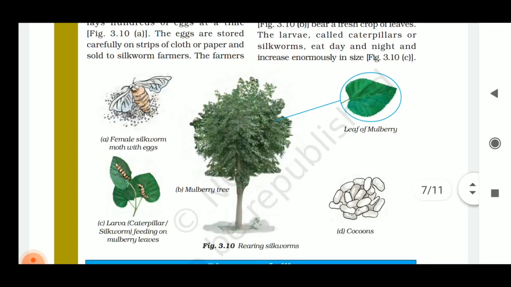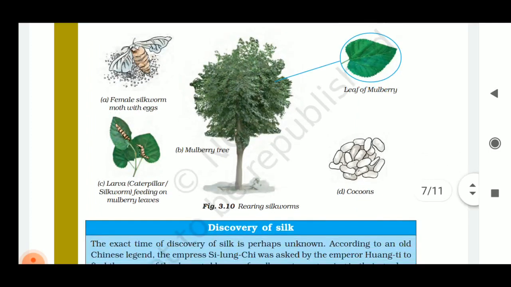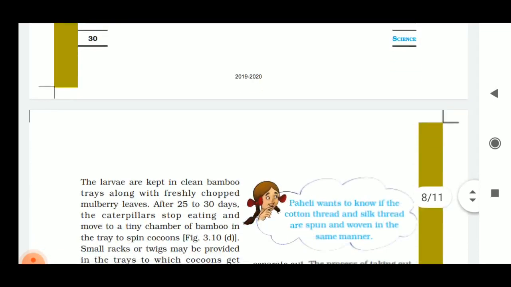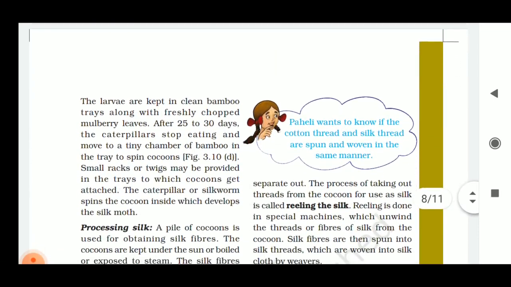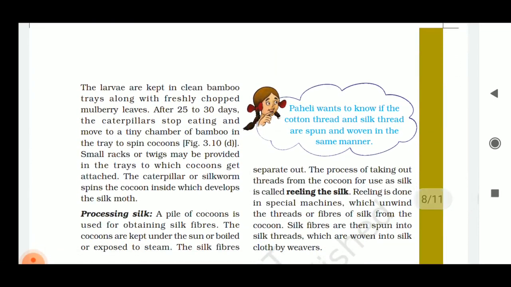See, this is a mulberry tree. Here are the cocoons, larva, caterpillar, silkworm, female silk moth with eggs, and leaf of mulberry. Everything is explained in this figure 3.10. Then the larvae are kept in clean bamboo trays along with freshly chopped mulberry leaves, and fresh leaves are brought again.